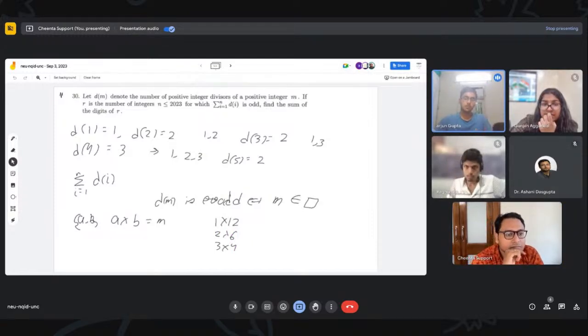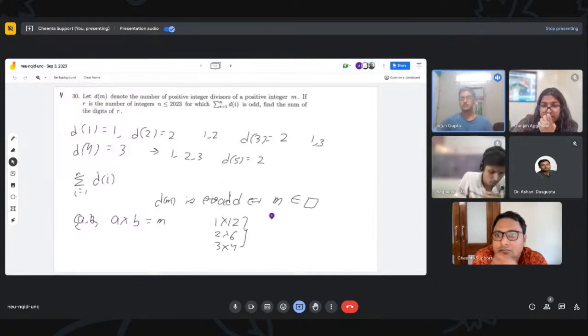So if m is not a perfect square, then we create such pairs, and in each pair we have two distinct numbers. So the number of factors is even, and the reason is that we are pairing factors with each other. Since each pair has two factors, the number of factors is two times the number of pairs.